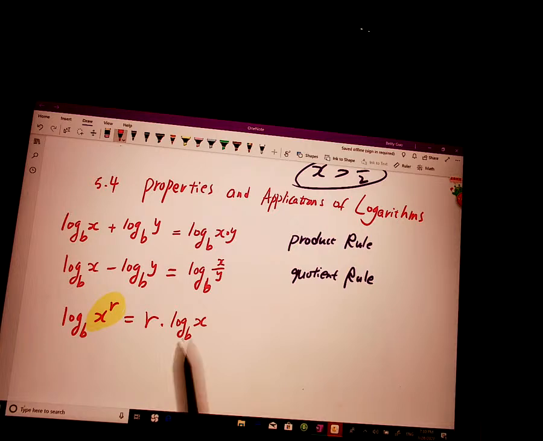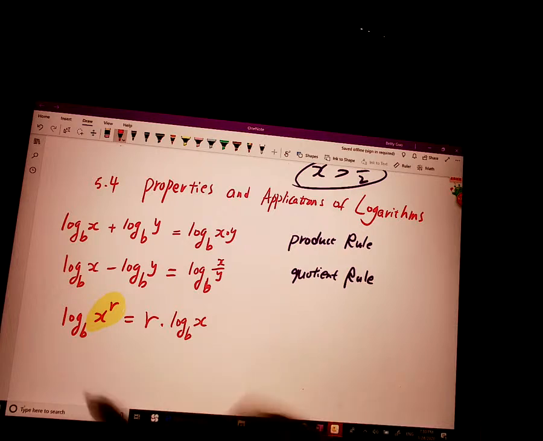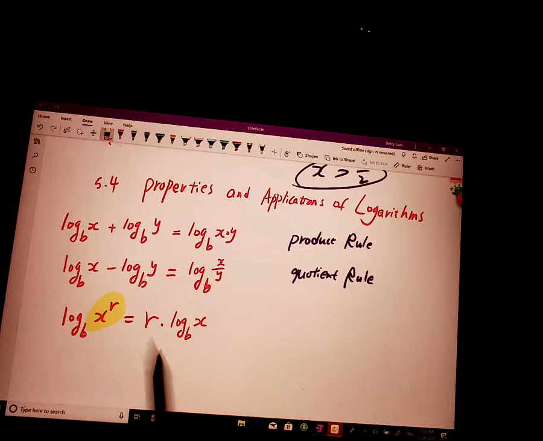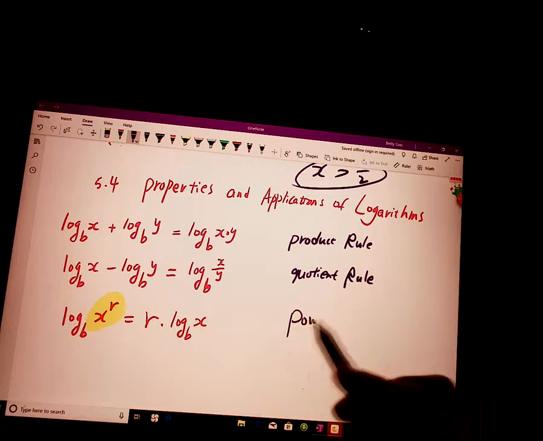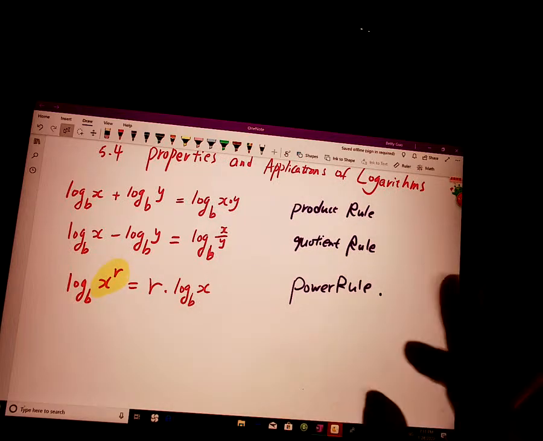Okay? So in this case, from the left to the right, we are expanding. From the right to the left, we are condensing. We're going to have some examples about that later. So from right to left, if we have a coefficient, a number, multiplied by a logarithm, we actually could put the number back into the anti, as part of the anti on the shoulder of the x. That property is called the power rule. Power rule. Okay? Those three are properties.